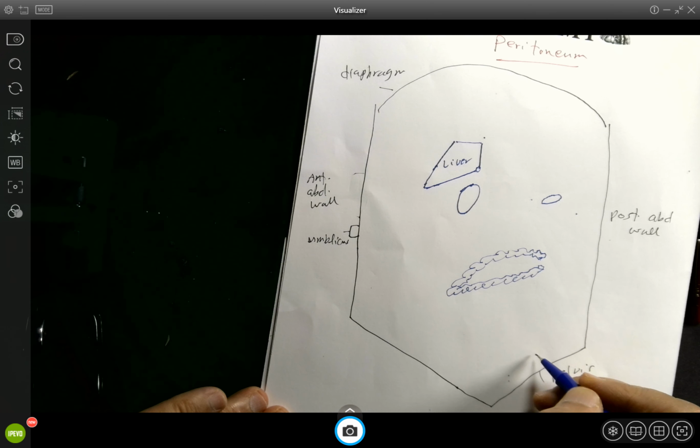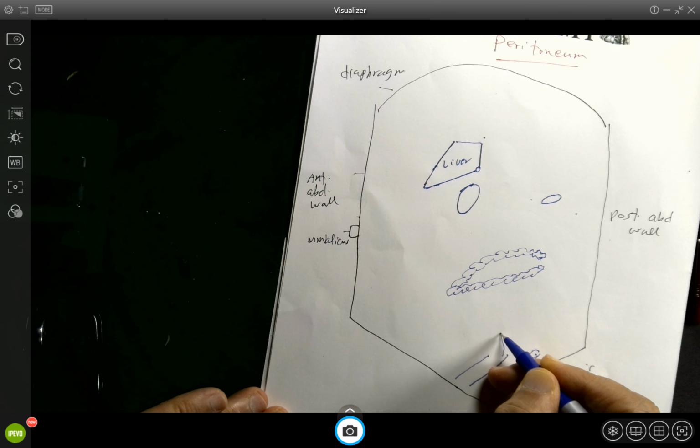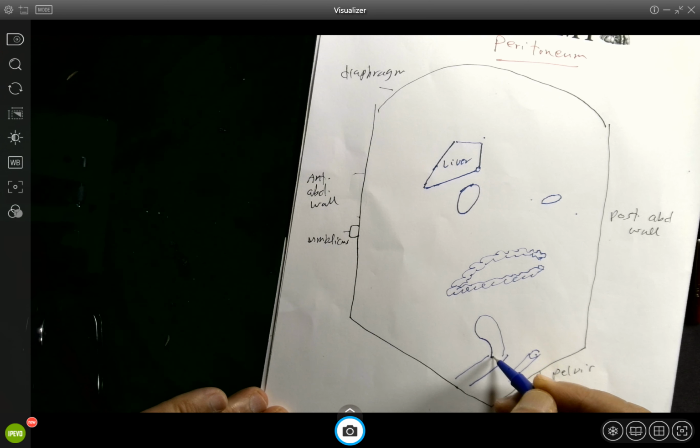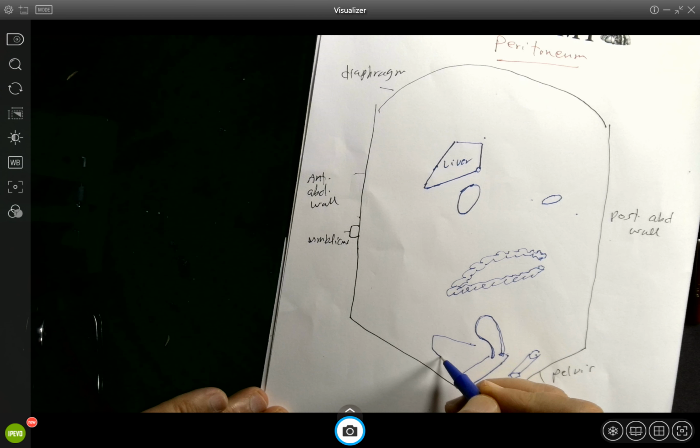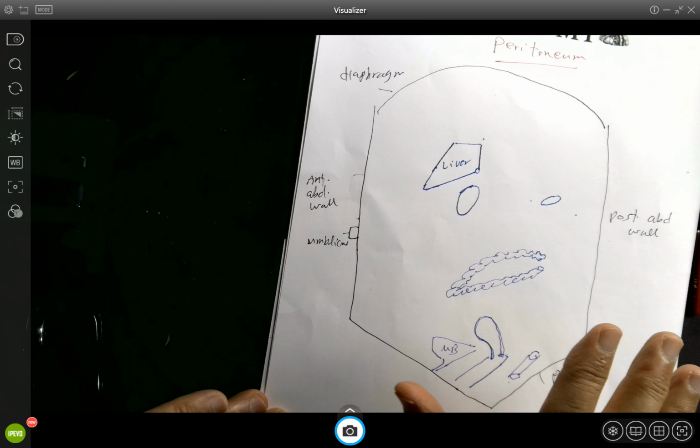Rectum. If this is the pelvic cavity of a female, here is the vagina, and then you have the uterus. Then anteriorly, here is the urinary bladder and urethra. So this is just, I'm focusing on the most important organs which really play an important role in organizing the peritoneal cavity inside the abdominal cavity.